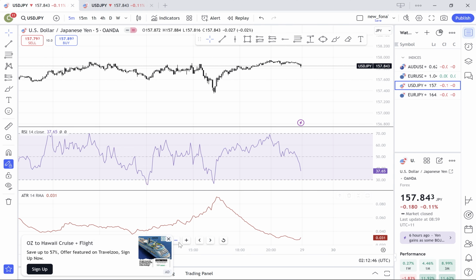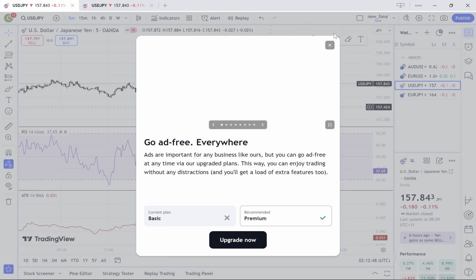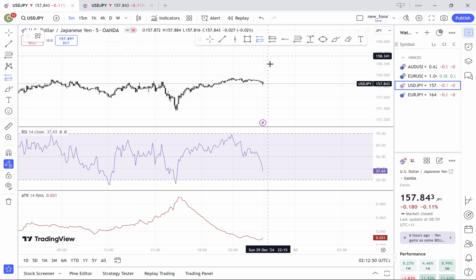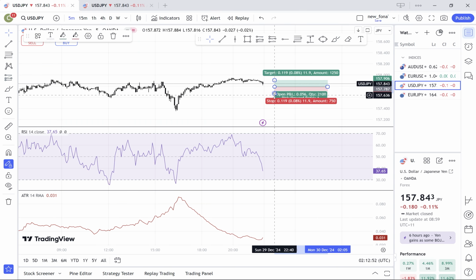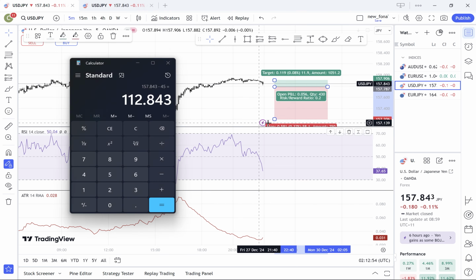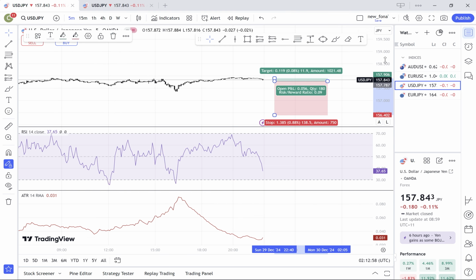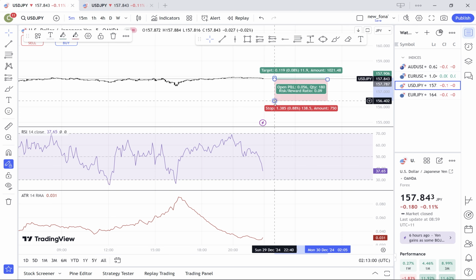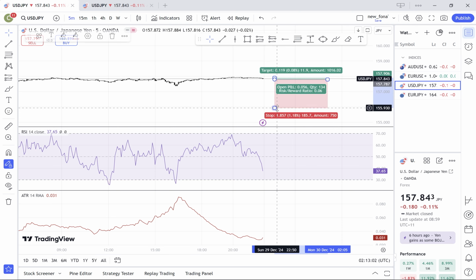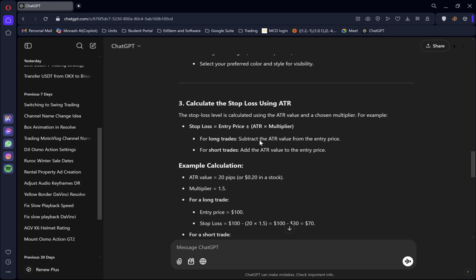So a long trade, our stop loss should be at 120. Oh my god, 112.843, bro, that's insane. No way.